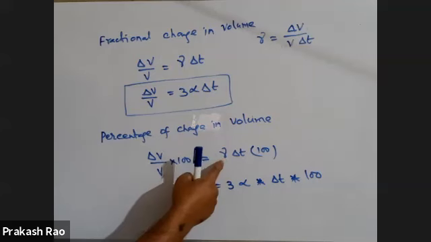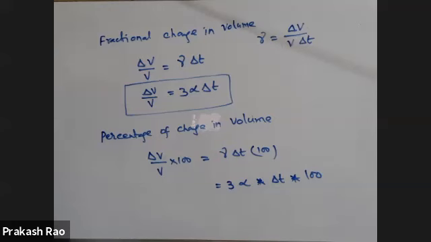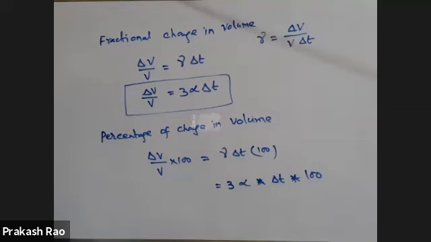Next, gamma depends on what factors? Coefficient of linear expansion depends on what factors? Nature of the material and scale of temperature. Scale of temperature. Understood? Linear expansion depends on change in temperature, but coefficient of linear expansion depends on scale of temperature.